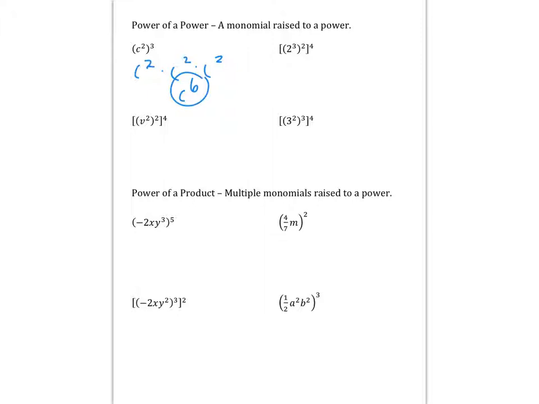Now 2 to the third, to the second, to the fourth, this next example. If I multiply all those powers together, the first two, 2 to the third times 2, I get 2 to the sixth.